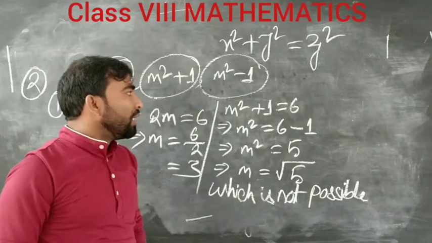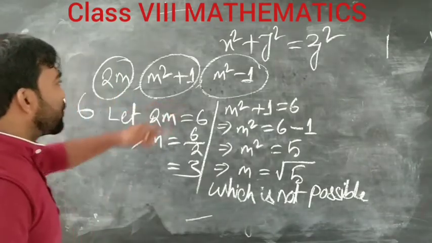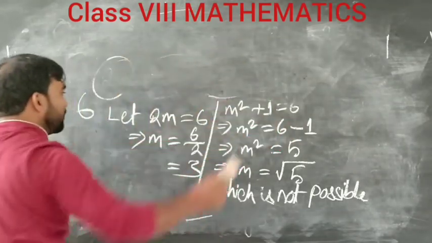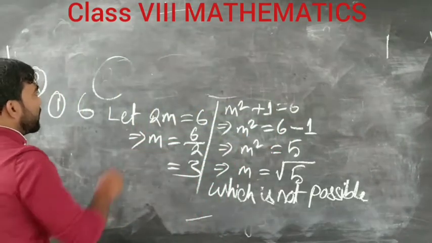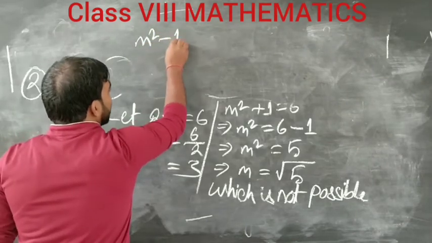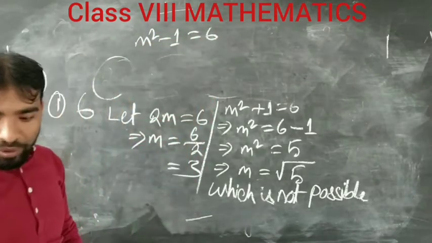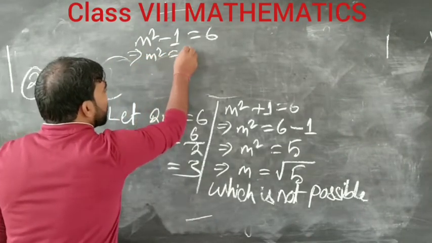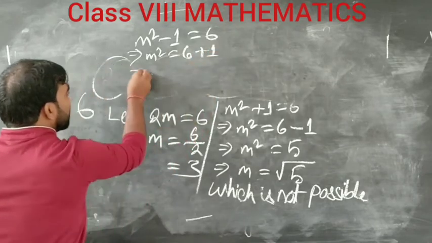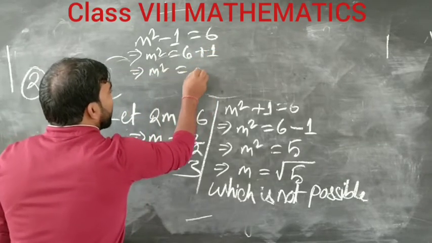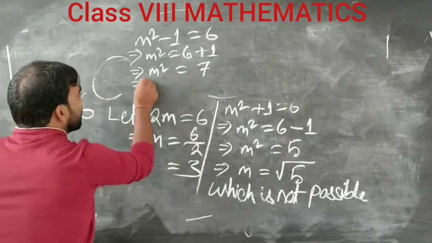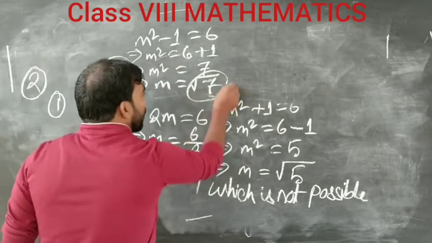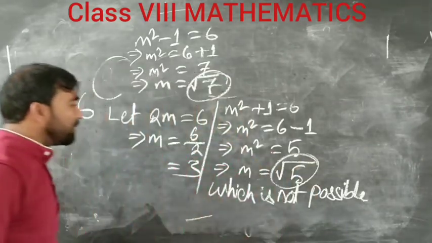Again, if m square minus 1 equals 6, then what will we get? M square equals 6 plus 1, m square equals 7, m equals root 7, which is also not possible. This root 5 and root 7 is not possible.